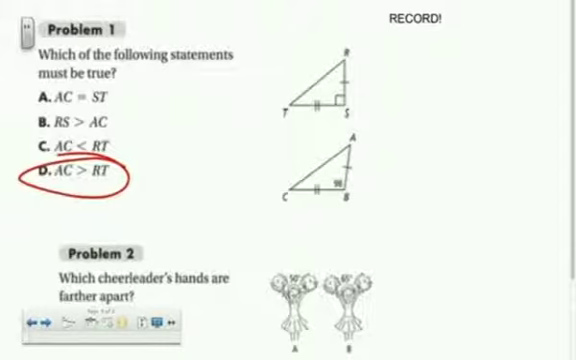Which cheerleader's hands are further apart? Cheerleader A or cheerleader B? Everybody. Uno, dos. Cheerleader B. Pretty simple so far.